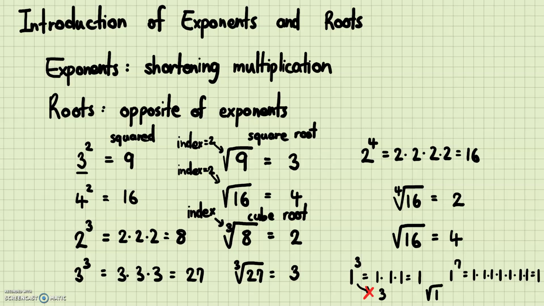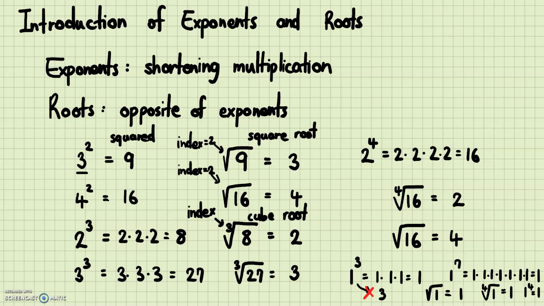So if you take the square root of 1, it's going to equal 1. If you take the fourth root of 1, that's going to equal 1. Because in a way, 1 to the fourth power also equals 1. Okay, so 1 is a special number where if it's raised to any power, or if it's taken to any root, it's still going to equal 1.